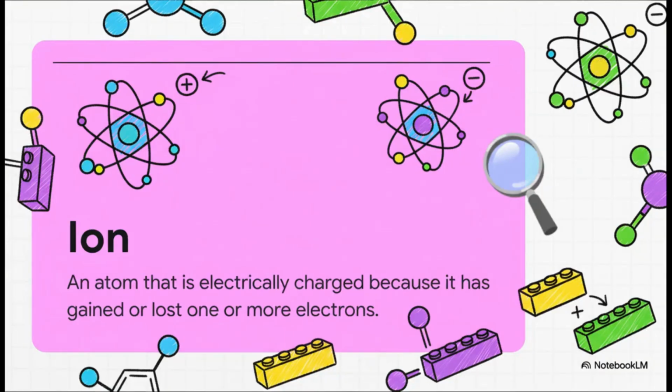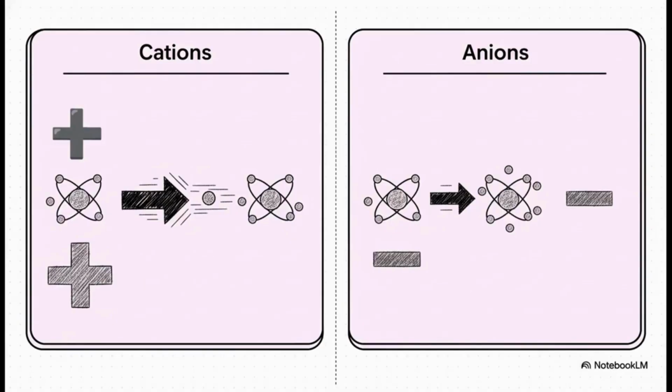So a normal, neutral atom has the same number of positive protons and negative electrons, right? It's perfectly balanced. But what happens when that balance gets thrown off? Well, it becomes an ion. It's just an atom that's either gained or lost an electron, which gives it an overall electric charge. And the key thing to remember, and this is huge, is that the number of protons never changes. That's its unchangeable identity.